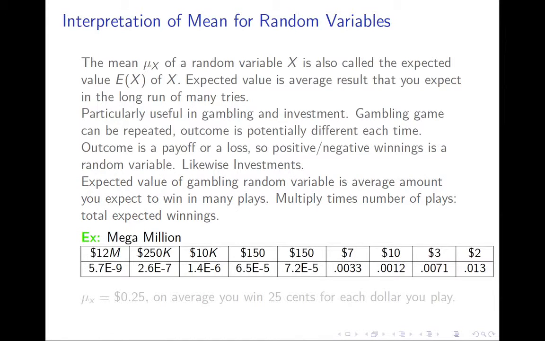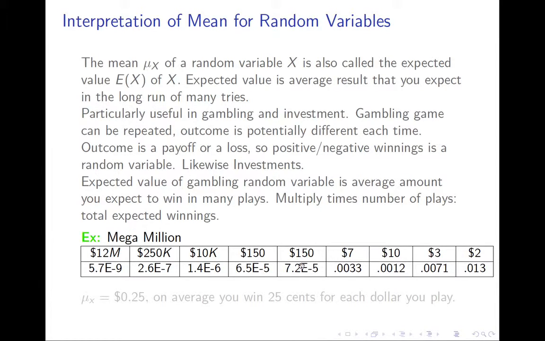So here's an example. This was taken from New Jersey's Mega Million on a day when there was a very large $12 million grand prize. And there seems to be a mistake here. This 150 shows up twice, and I'm not quite sure what it represents. But here are all the different values that you could win and the probabilities of winning them. There's a 1.3% chance of winning $2.